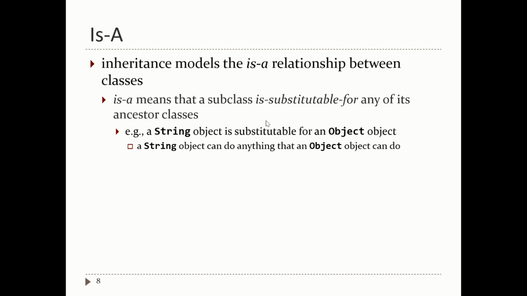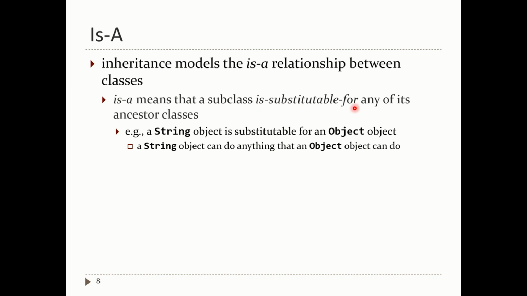So String inherits from Object. What does that mean? It means a String object is substitutable for an Object object. Anywhere you need an Object object, you can use a String object. What it's supposed to mean in Java is that a String object is able to do everything that an Object object says it can do. So your subclass is supposed to be able to do everything that the superclass says it can do. Actually, it's supposed to be able to do everything that any ancestor class can do.